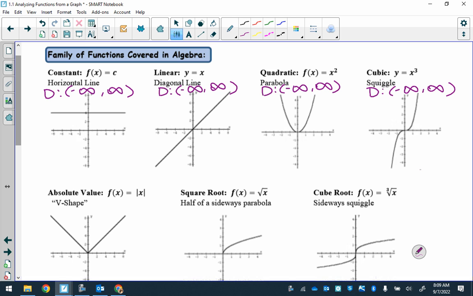Okay. So for horizontal lines, diagonal lines, parabolas, squiggles, we have our constant, linear, quadratic, and cubic. The domain is all the same. It's just continuing.